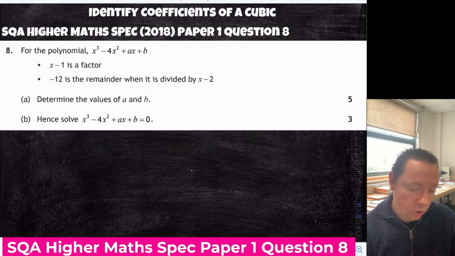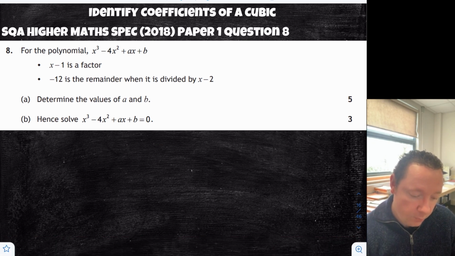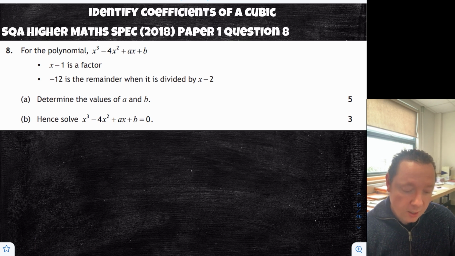Identifying the coefficients of a cubic, just a quick one on this. SQA Higher Maths, this comes from the specimen paper 2018, paper 1, question 8. For a polynomial x cubed minus 4x squared plus ax plus b, we know that x minus 1 is a factor, and minus 12 is the remainder when it's divided by x minus 2. Determine the values of a and b.